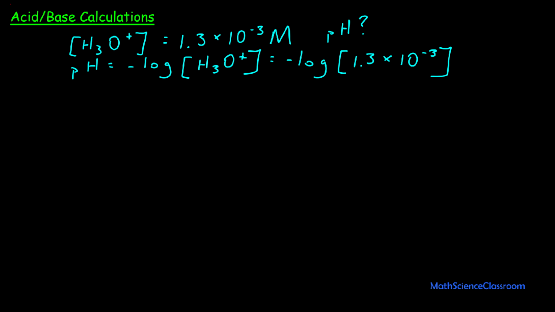So let's punch that into our calculators. In my case, in my app in my smartphone. So the negative log, 1.3 times 10 to the negative 3. And the result is 2.886, or rounded to 2.9 pH.